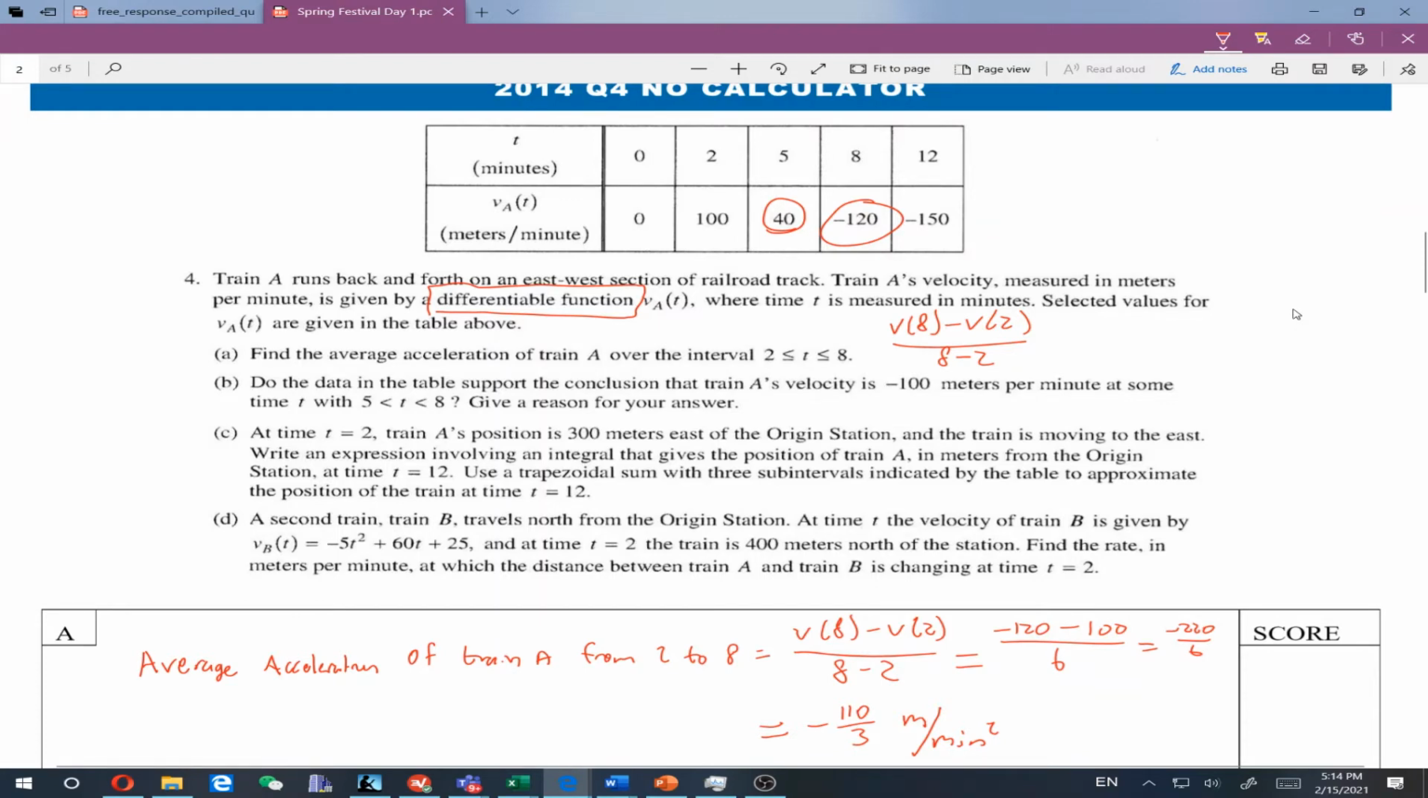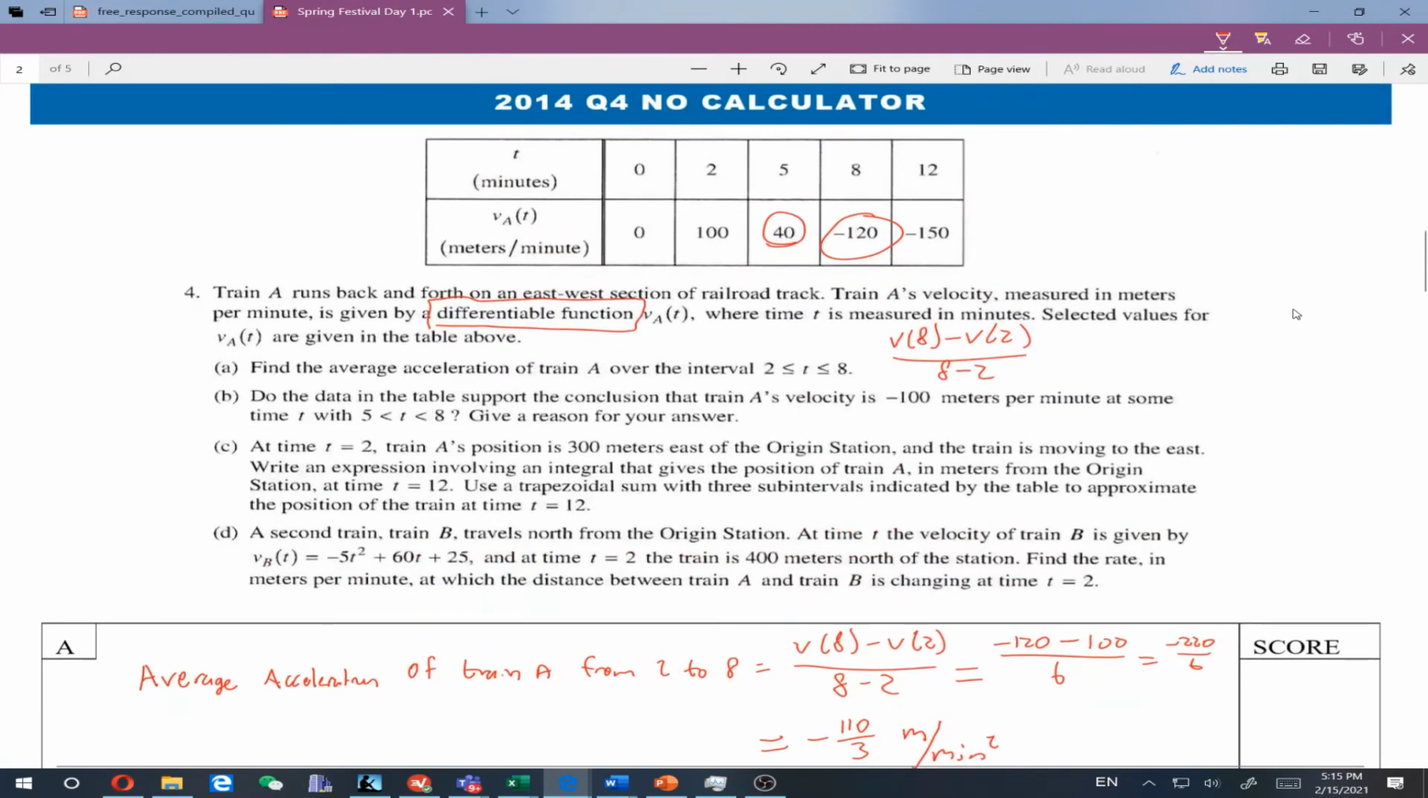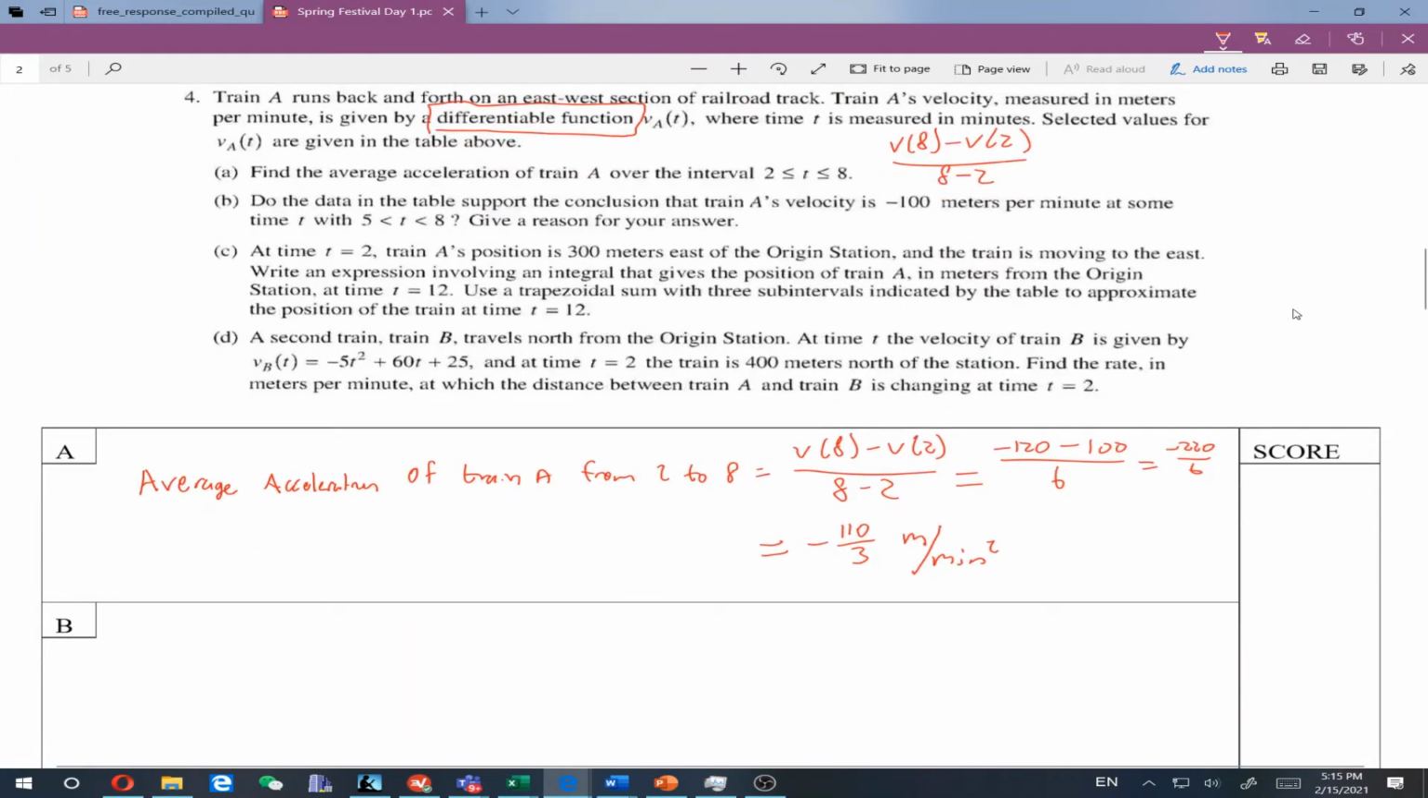So for part B, we can say that by the intermediate value theorem, because this function is differentiable, we must pass through all points between 40 meters per minute and negative 120 meters per minute at least once from 5 to 8. So it looks something like this.